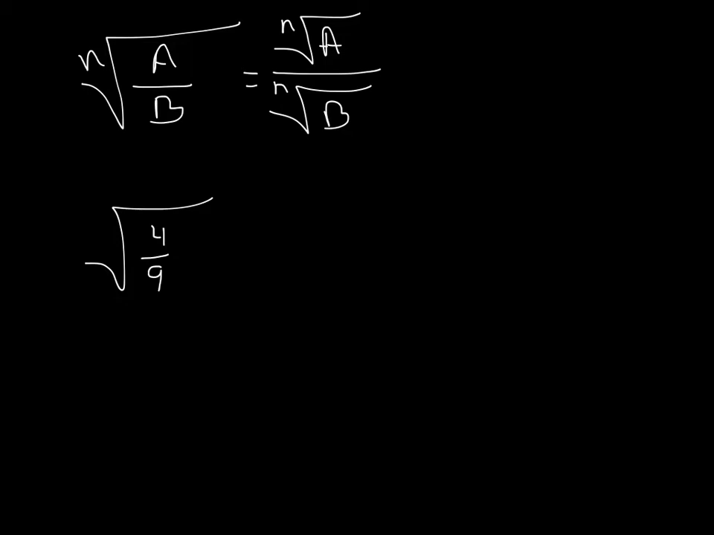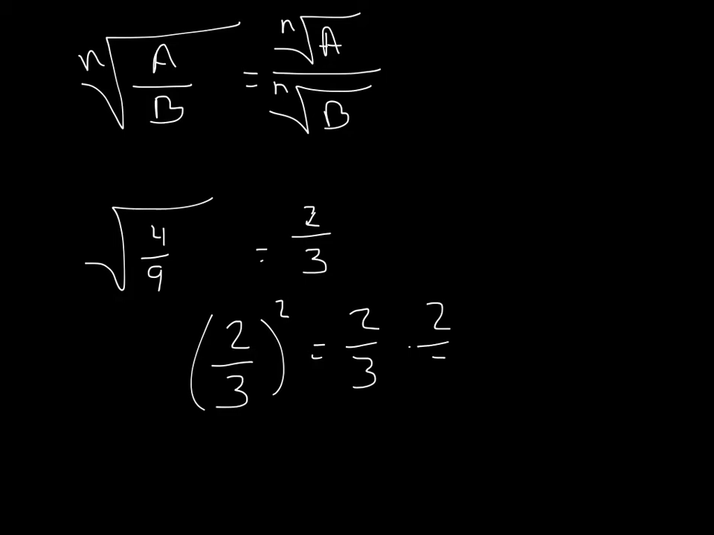What I'm asking you is what times itself is 4/9? And you could think right in your head, oh, that's 2/3. That's obviously 2/3, right? Because 2 times 2 is 4 and 3 times 3 is 9. And so therefore 2/3 squared, or 2/3 times 2/3 is 4/9.